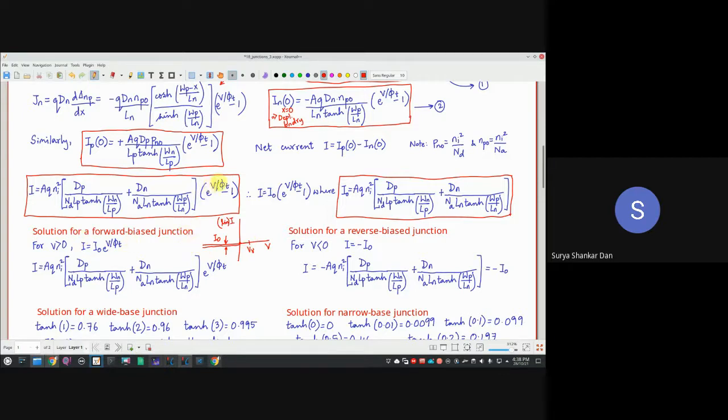Now, when V is much larger than phi t, then e to the power of V by phi t is very large with respect to minus 1, then it becomes an exponential function. Then the question is, how come it is 0 here? Who can tell me? We are going to revisit this question when we discuss about threshold voltage in MOSFETs.